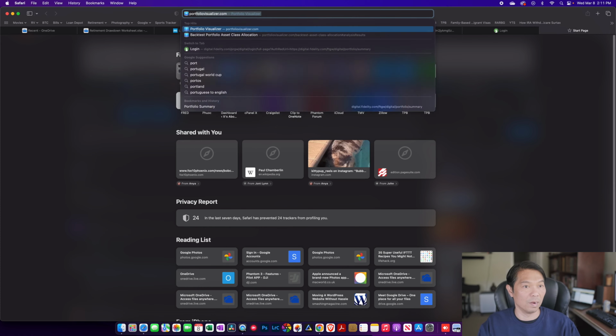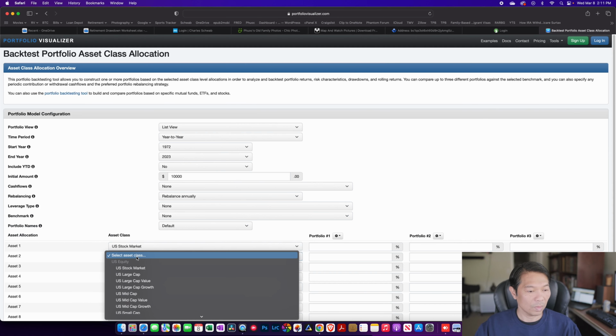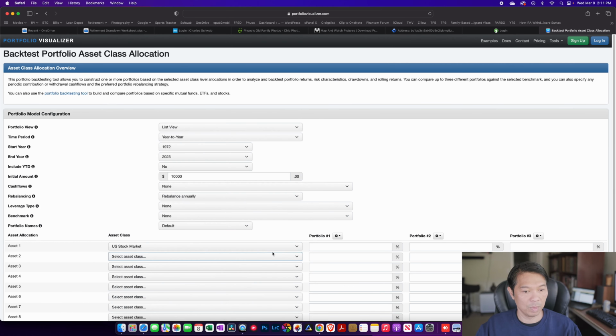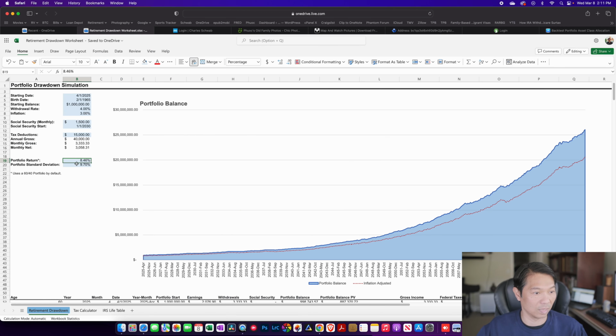So if I were to go there and just do it, just to show you. We do total stock market and then US bond market and just put in a 60-40. Leave everything else by default. You get this CAGR, which is the return, 8.46, and you get the standard deviation right next to it, 9.7. So if you didn't know, this is how you do it. So that's what I have in the tool by default, 8.46 and 9.70. But if you want to use your own retirement portfolio, plug the portfolio into Portfolio Visualizer, get the return and the standard deviation, and you'll see how it works below.